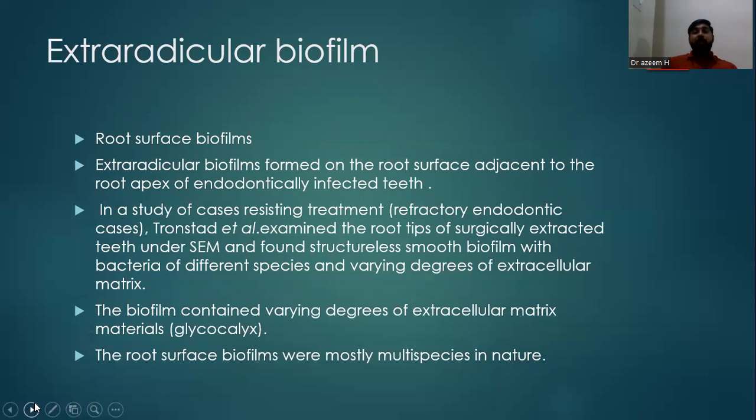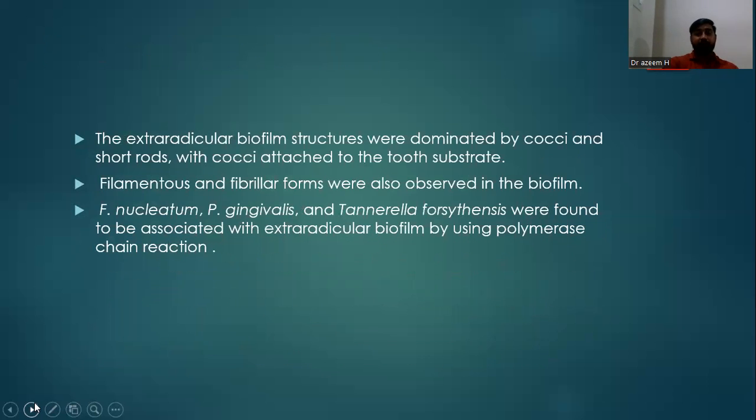Moving to extraradicular biofilms. These are biofilms formed on the root surfaces. So, biofilms formed on the root surfaces adjacent to the root apex of endodontically infected teeth are called extraradicular biofilms. The biofilm contained varying degrees of extracellular matrix material. The root surface biofilms are mostly multi-species in nature. The extraradicular biofilm structures were dominated by cocci and short rods, with cocci attached to the tooth substrate. Filamentous and fibrillar forms were also observed in the extraradicular biofilms.